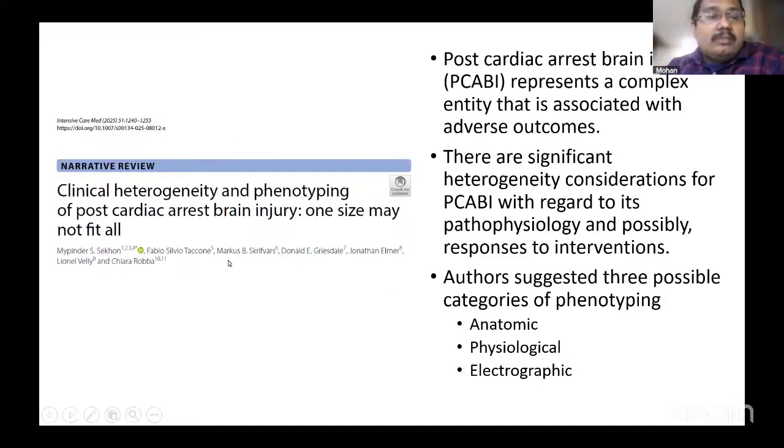So this narrative review comes, and one of the authors is Dr. Chiara Robba. What the team suggests is that we possibly need to phenotype this set of patients, and maybe look at an anatomical basis of phenotyping, a physiological basis, or an electrographic basis of phenotyping. If we do so, we'll be able to better understand which group deserves hypothermia and which group deserves normothermia.